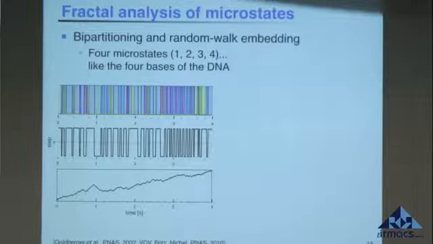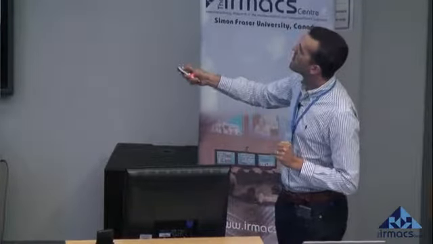Okay? And now you just accumulate this step function over time, and you get what is called a random walk embedding. And this is the signal that you will submit to fractal analysis. So from your labeling sequence, you need to transfer this into a random walk embedding. And then you can analyze it to see whether it has fractal properties.